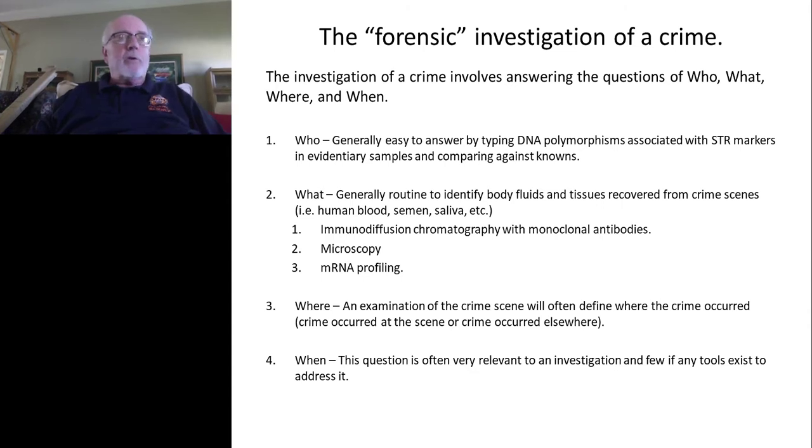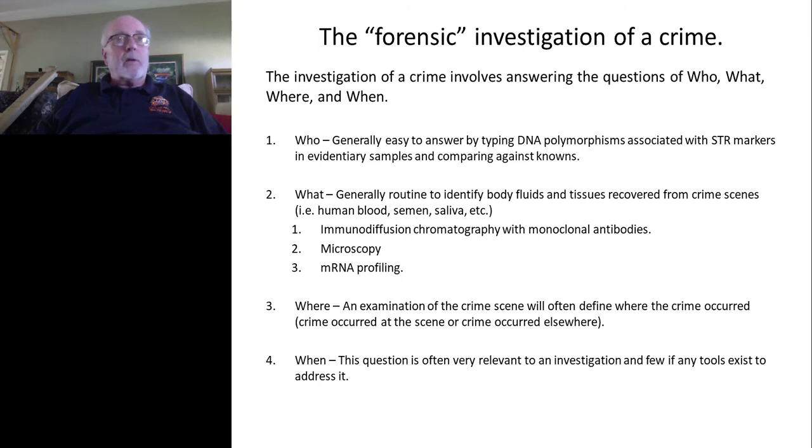So the question of who, at least in 2020, is an answer that is readily obtained through the analysis of DNA, looking at variability in our DNA and thus tracing the source of biological samples associated with a crime back to the person who participated or perhaps was responsible for the crime.